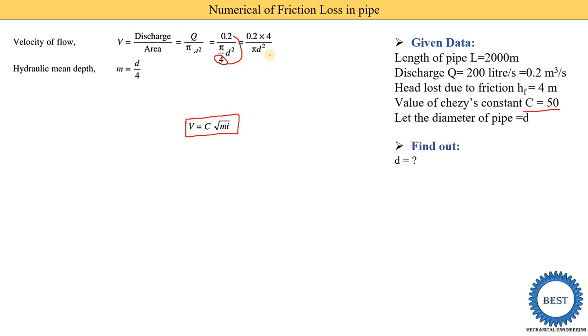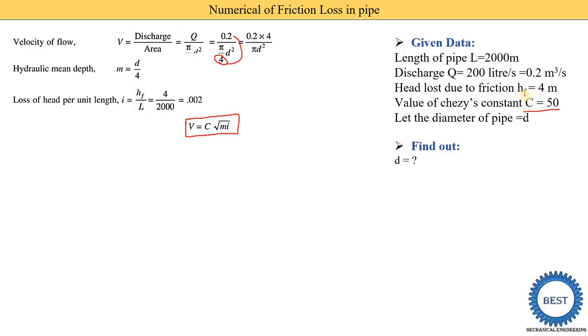Second, we find M. M means hydraulic mean depth, which is equal to D by 4. D is not yet known, so we can write M is equal to D by 4. Next, we find I, that is the loss of head per unit length, meaning HF divided by L.